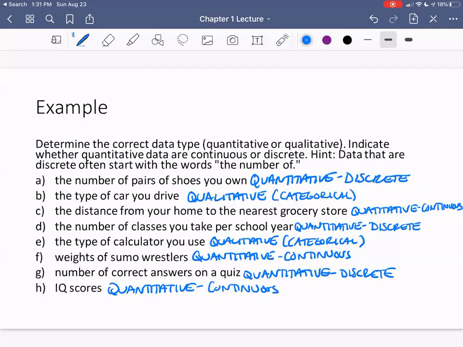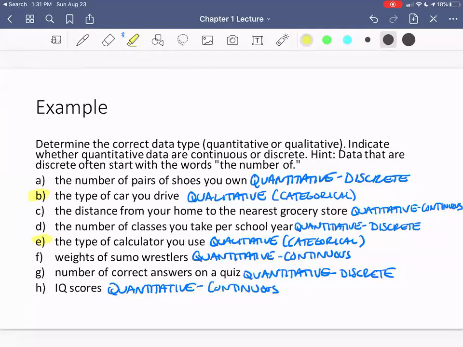All right, so you should have paused this, checked it, now I'm going to talk about it. So let's just go down the road. Let's look for qualitative first. If you look at our qualitative ones, they are letters B and E. Those were our two qualitative ones. Again, the type of car you drive, so it's categorical.